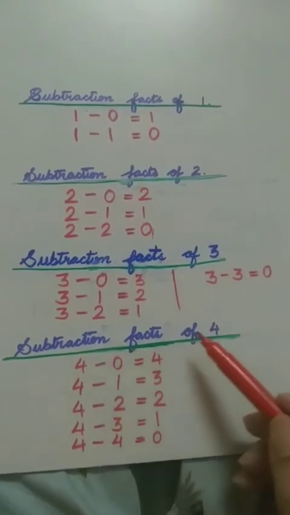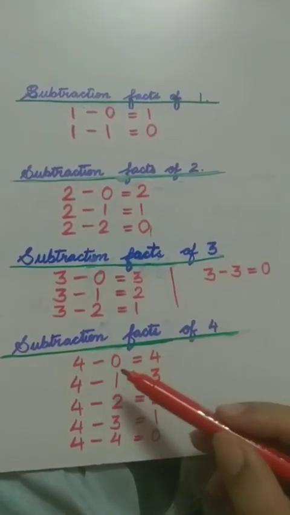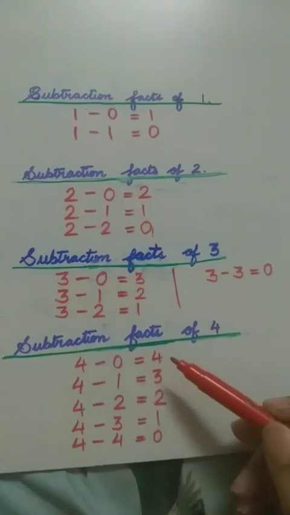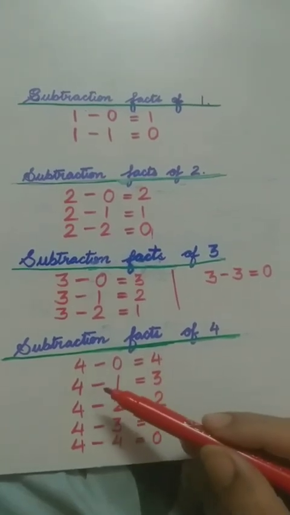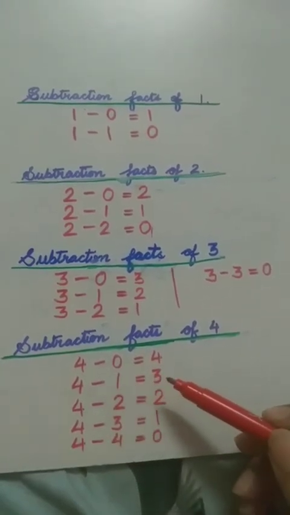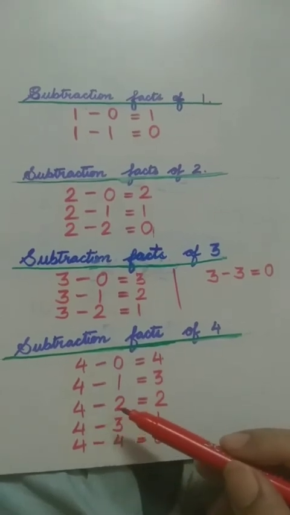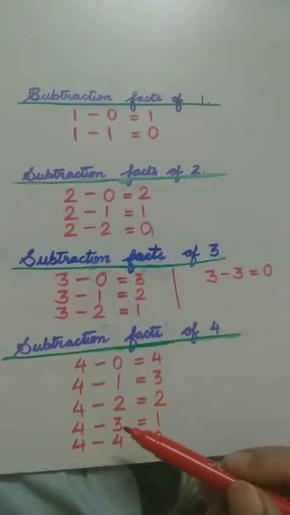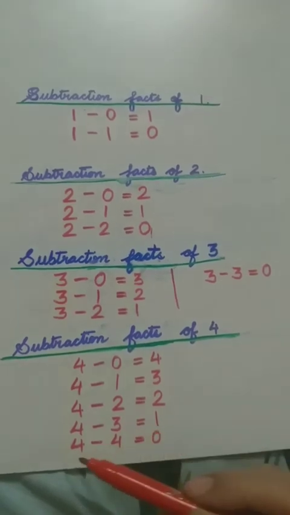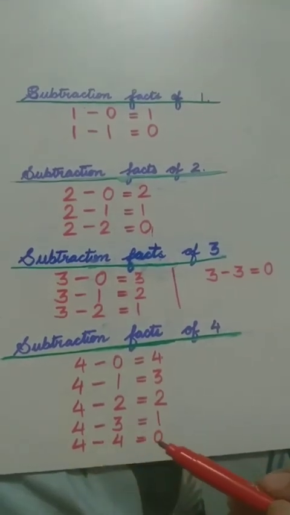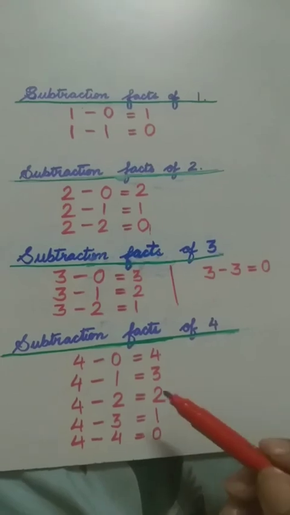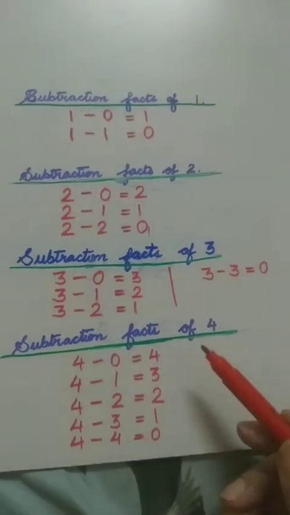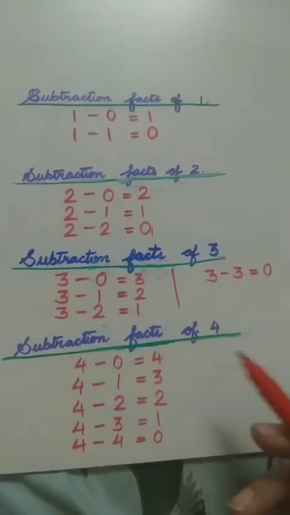Now subtraction facts of 4. 4 minus 0 is equal to 4. 4 minus 1 is equal to 3. 4 minus 2 is equal to 2. 4 minus 3 is equal to 1. And 4 minus 4 is equal to 0. We have 5 subtraction facts of 4.